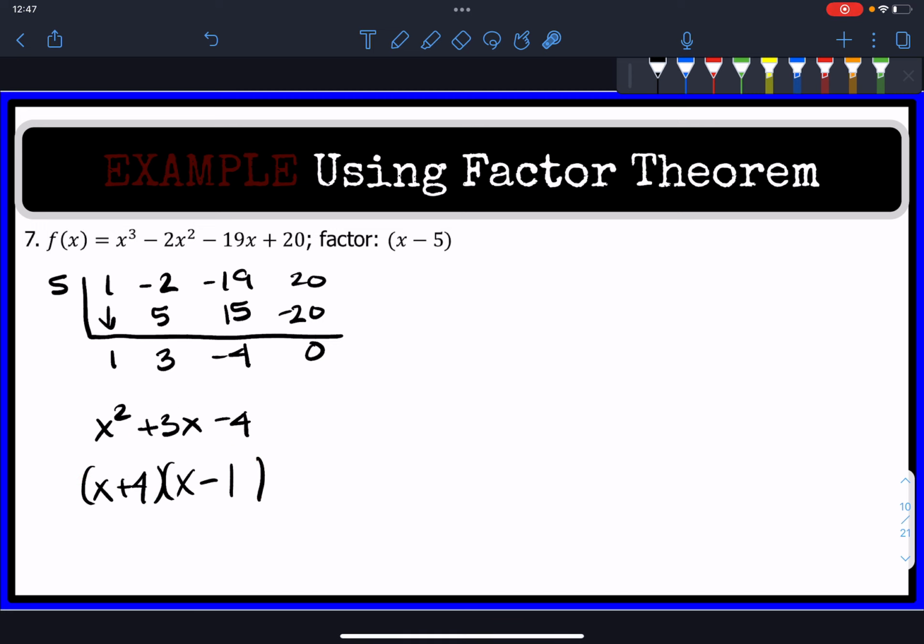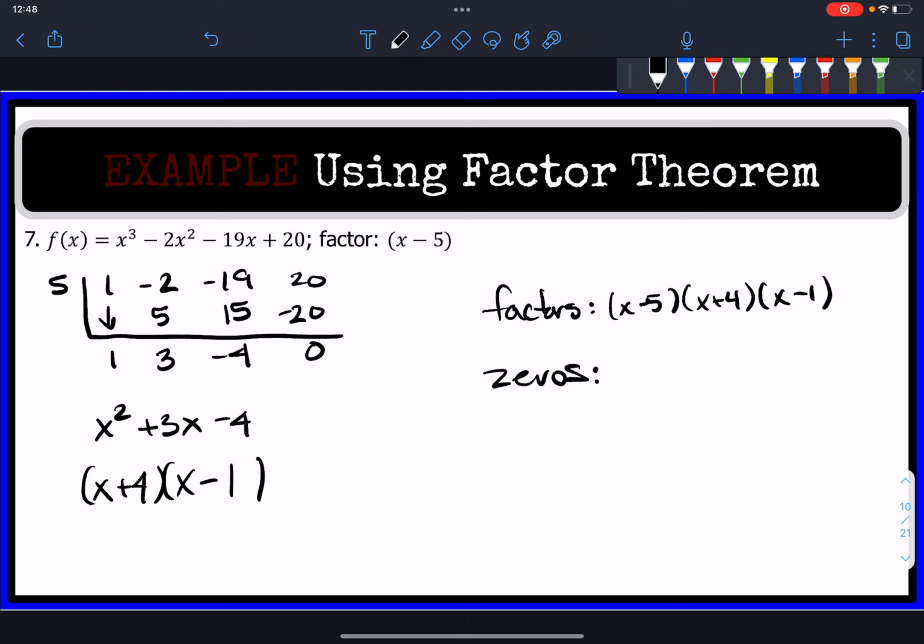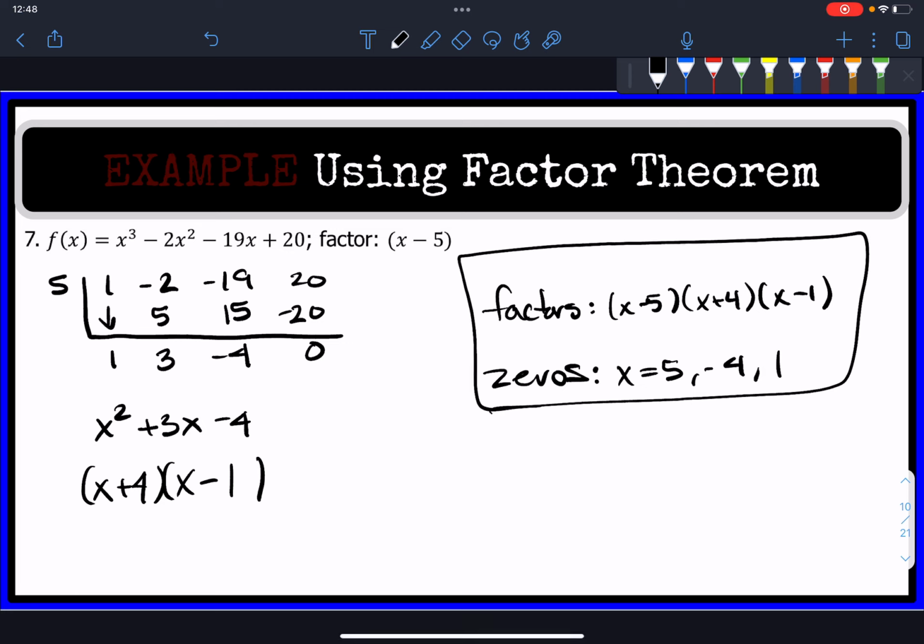So you see, by using synthetic division and identifying one of the factors, the quadratic factor of this degree 3, I can now use my technique on factoring quadratics to find the other two. So my factors are, of course, the x minus 5, the x plus 4, and now the x minus 1, which means that our zeros are going to be positive 5, negative 4, and positive 1. So this is what we're looking for.